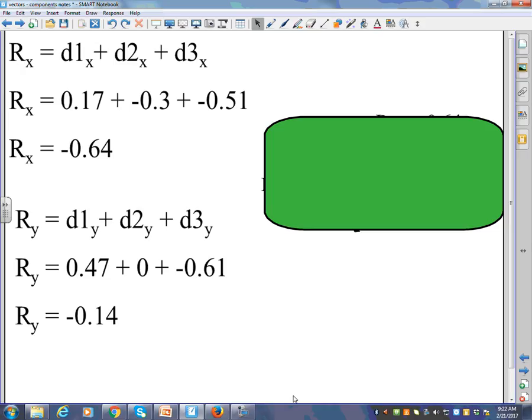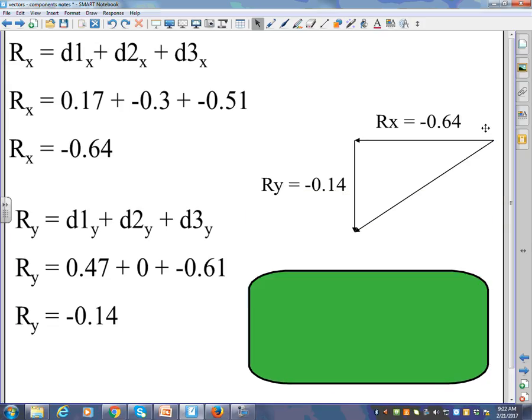Now, it's not 100% important or vital that you draw a picture here, but do you get the sense that you should draw those out to get a visual idea of what's going on? Yeah, you probably should, until you've done some practice ones for sure, right? So draw that out. Rx is minus 0.64 to the left. Ry is minus 0.14 down.